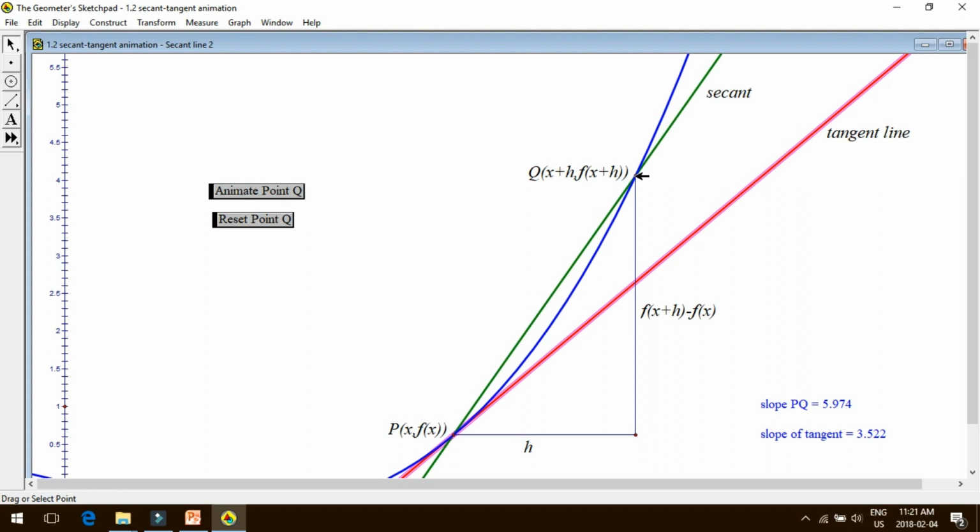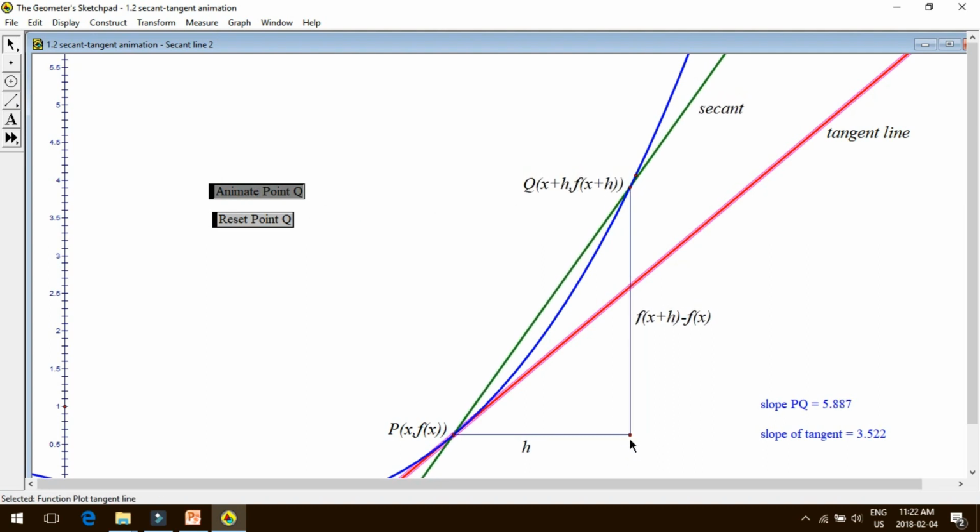Now the secant line goes through and touches the curve at two spots, Q and P. But as Q slides along this blue line, we'll see that the slope of the secant becomes closer and closer to the slope of the tangent. So one of the approaches of calculus is to slide this point Q along this curve, and h, which is the horizontal displacement between P and Q, will become smaller and smaller. Now let's see this in action.